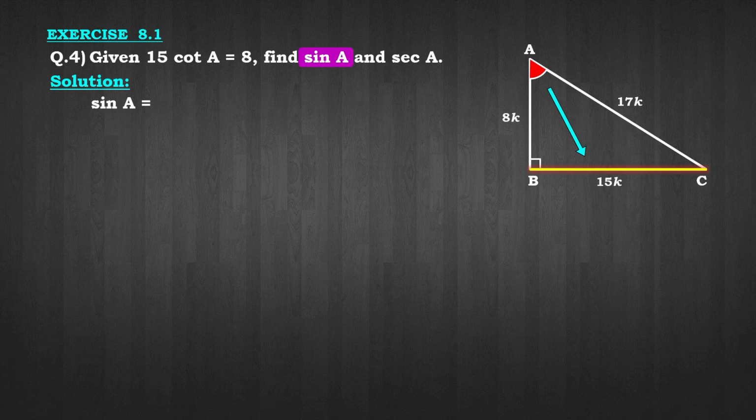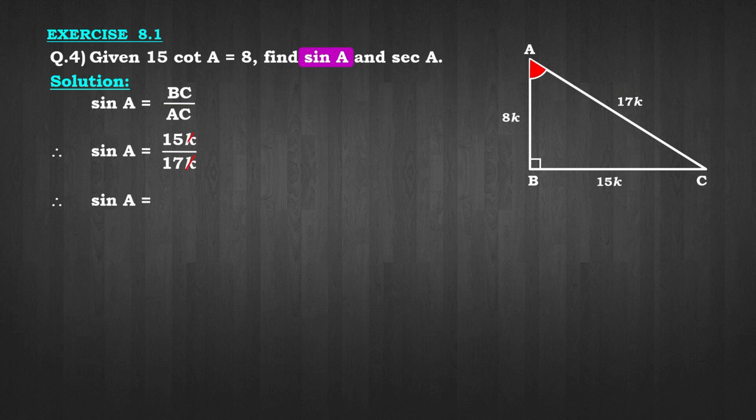Now, let us first find sine A. For angle A, the side opposite to the angle is BC and the hypotenuse is AC. Sine A is defined as the ratio of the opposite side to the hypotenuse. So, sine A is equal to the length of BC divided by the length of AC. Substituting the values, sine A becomes 15K divided by 17K. After cancelling K, we get sine A equal to 15 by 17.